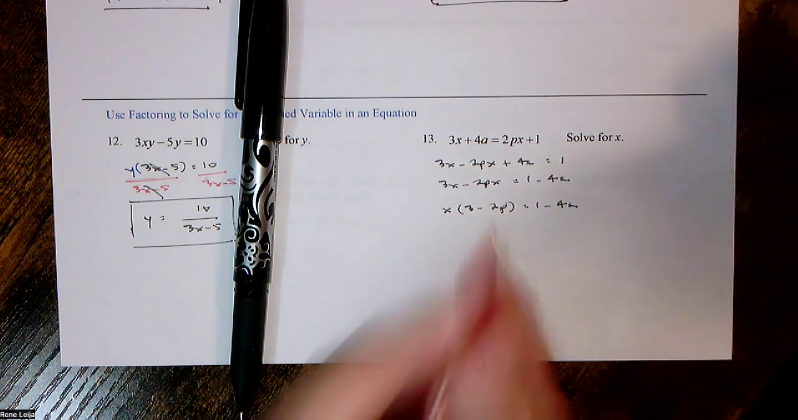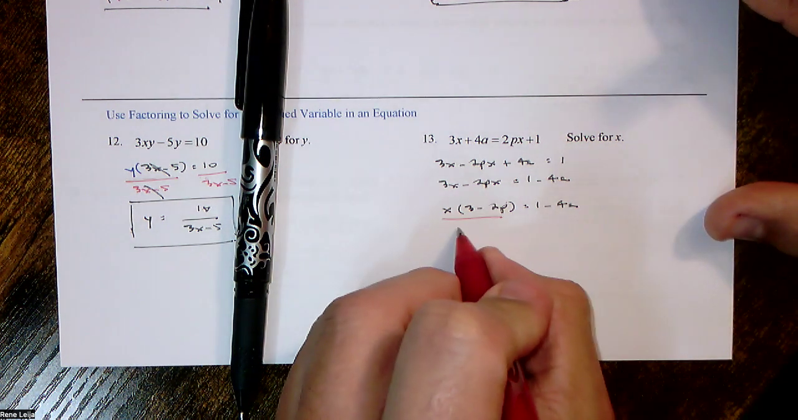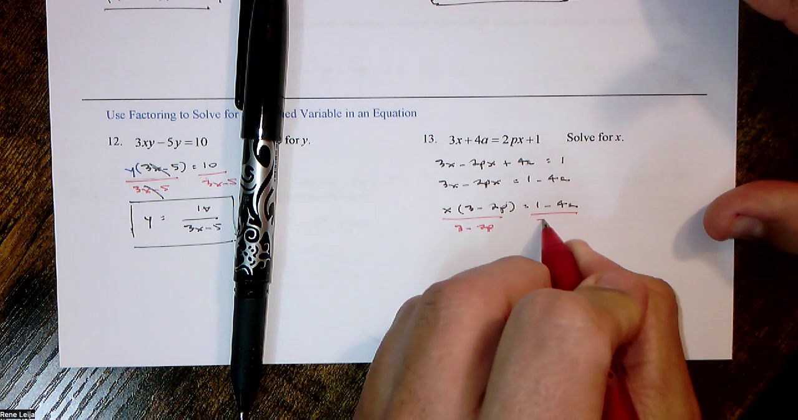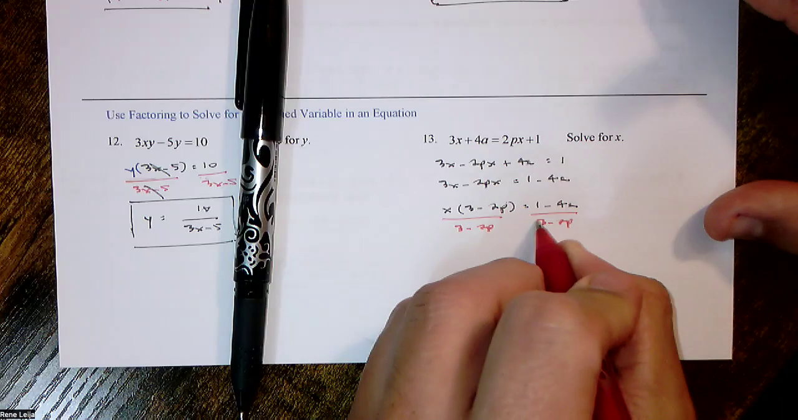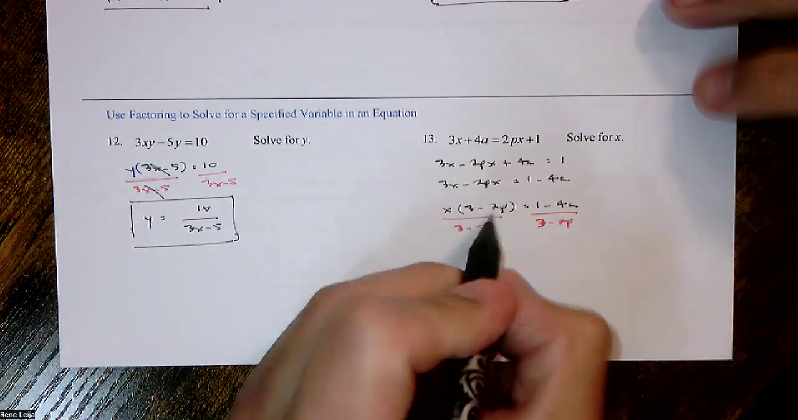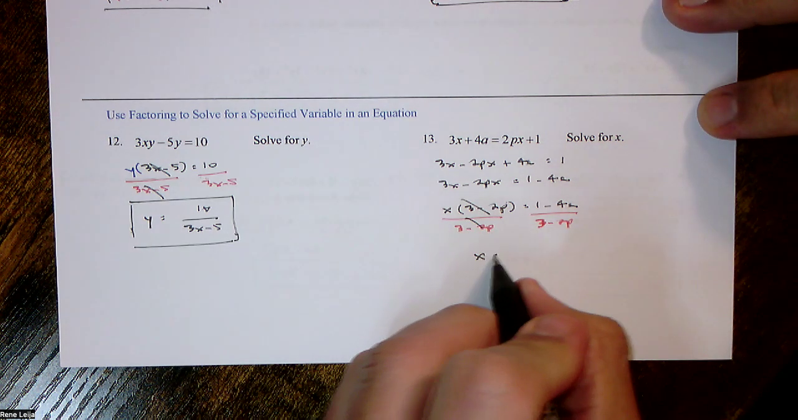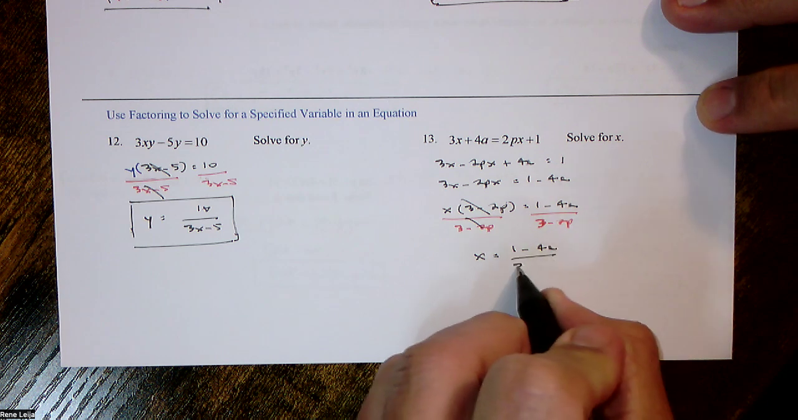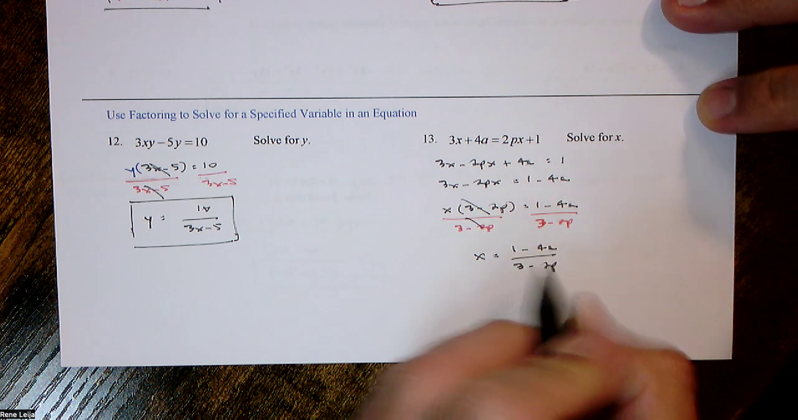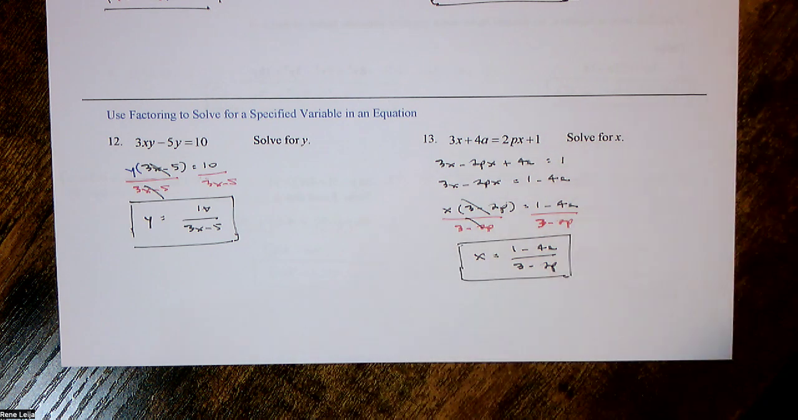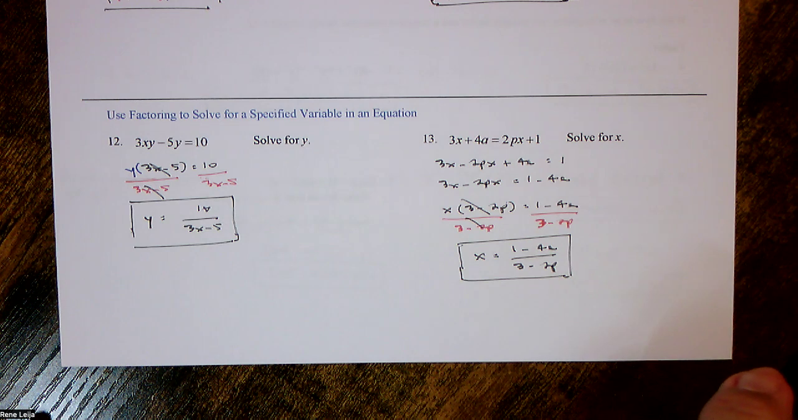And the next step to solve for x, I divide both sides by 3 minus 2p. Okay. So x equals 1 minus 4a over 3 minus 2p. And that's it. These can be tricky, but the more you practice, the easier it becomes. All right. Let me know if you have any questions.